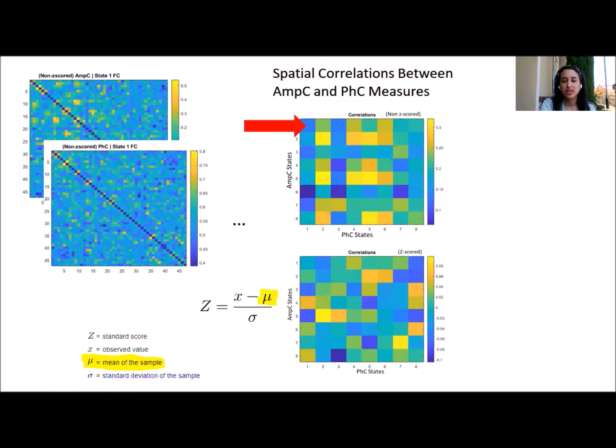We repeated this with Z-scored data. We use Z-scored data because it subtracts the average from the data, thus discounting the baseline organization presumed to be the link between amplitude coupling and phase coupling. So it was a good comparison.